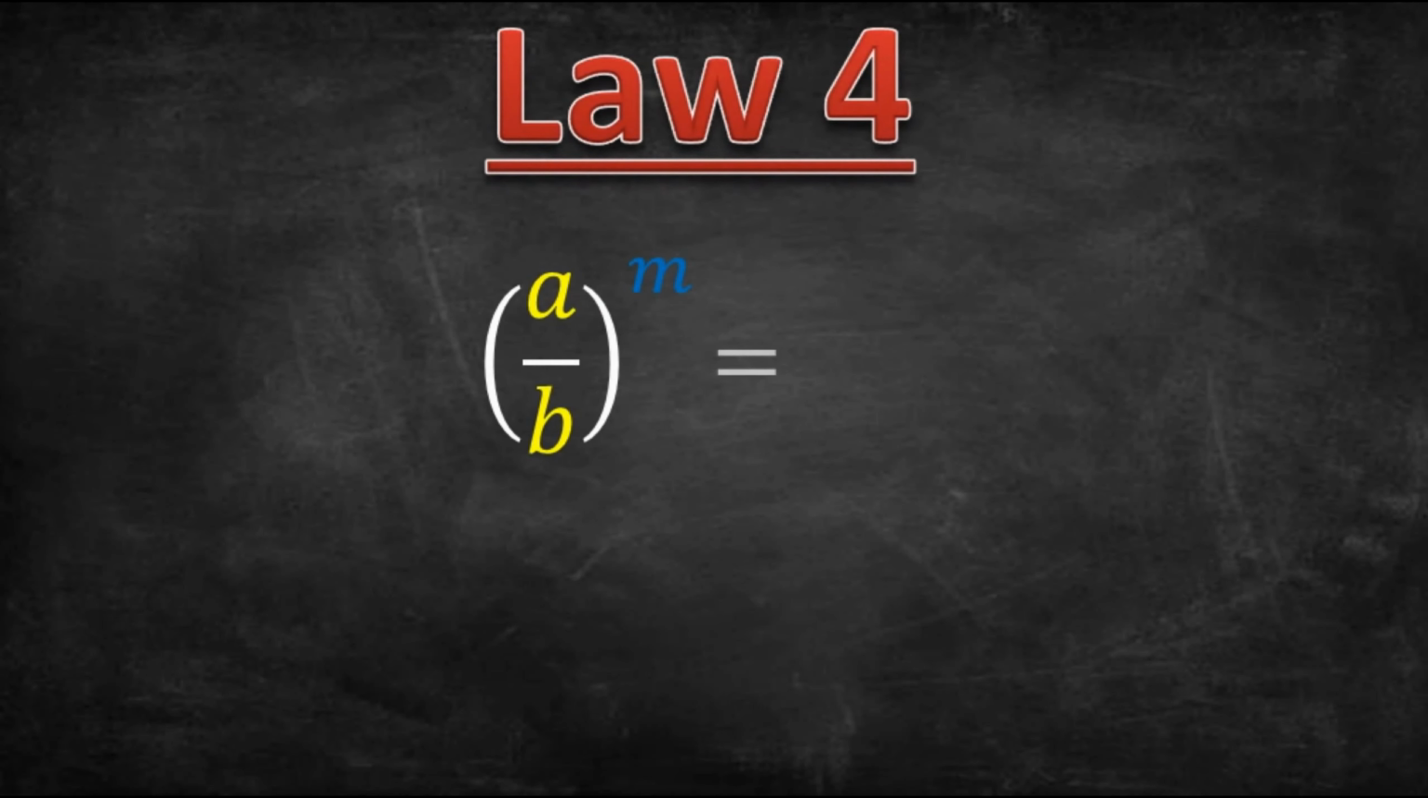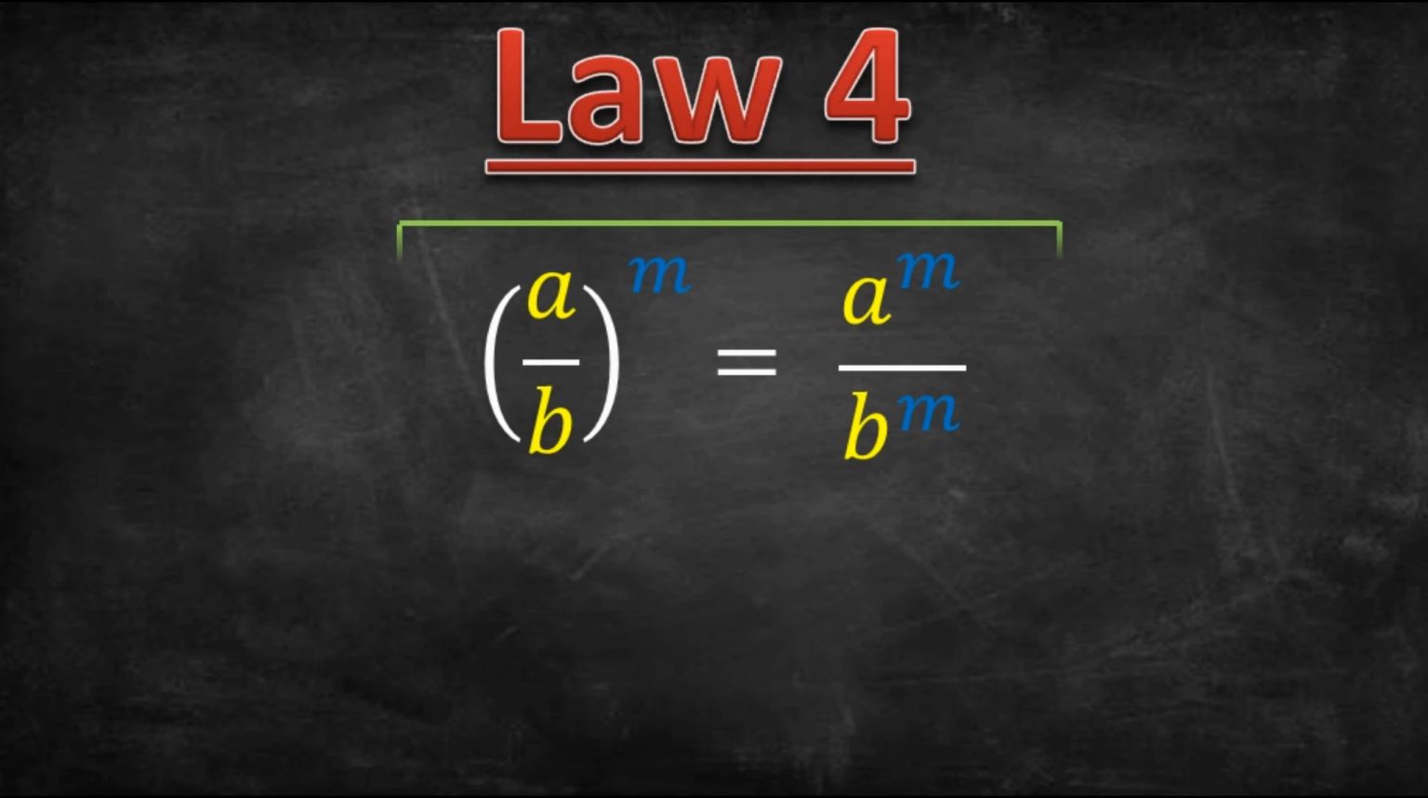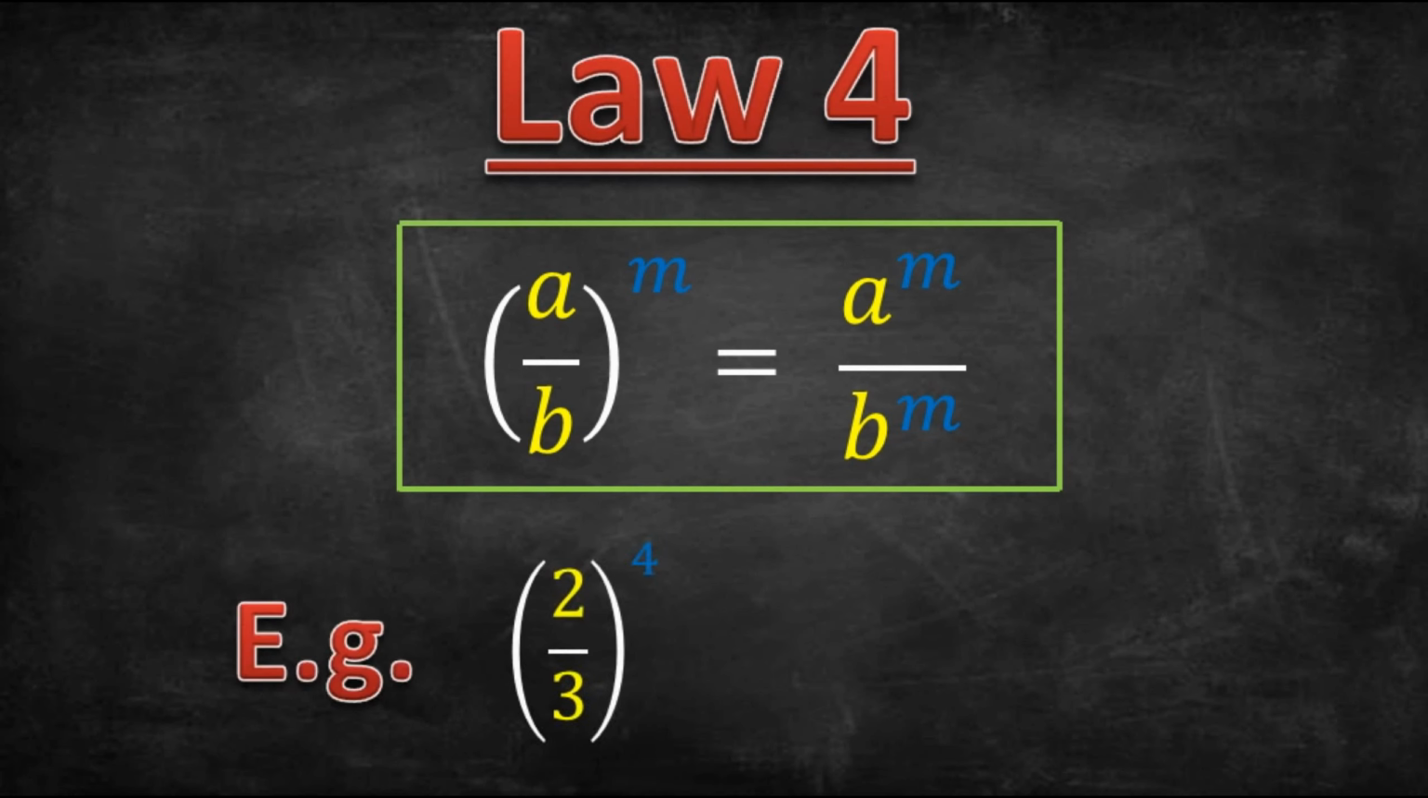The fourth law of exponents states a over b all to the m equals a to the m over b to the m. In other words, when we have a fraction raised to a power, we apply the power to both the numerator and the denominator. To take an example, 2 over 3 all to the 4, we apply the power of 4 to the numerator, so we get 2 to the 4, and then we apply the power to the denominator, and we get 3 to the 4. And this equals 16 over 81.